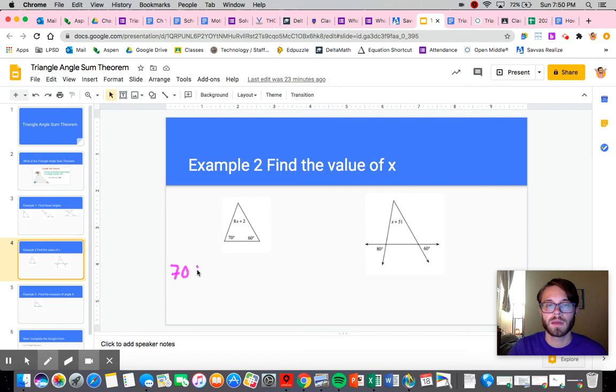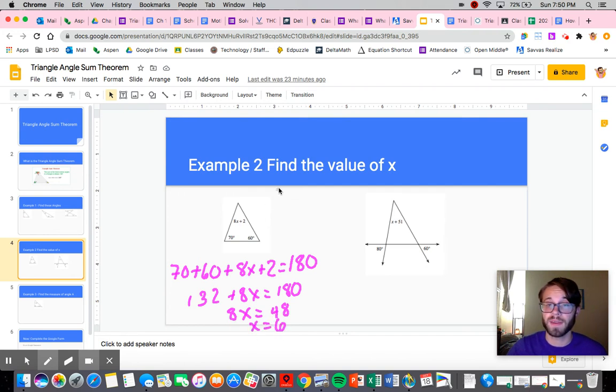So 70 plus 60 plus 8x plus 2 equals 180. All right. So this is 130 and then 2, so 132 plus 8x equals 180. All right. So that is going to be 8x. After we subtract the 132 from both sides, we get left with 48. When I divide by 8, I get x is equal to 6.